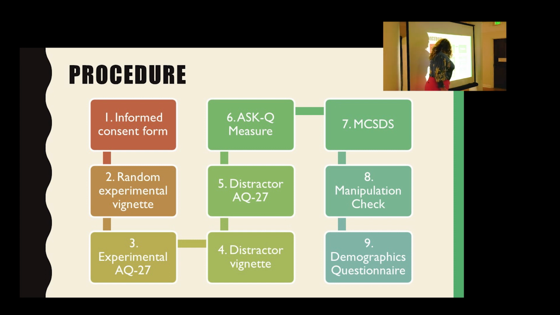Then they were given a distractor vignette and a distractor AQ27 to reduce the possibility that they may guess the purpose of my study. They were then given the ASQ, or the Autism Stigmatization and Knowledge questionnaire, then the MCSPS, then the manipulation check, and then the demographics questionnaire.